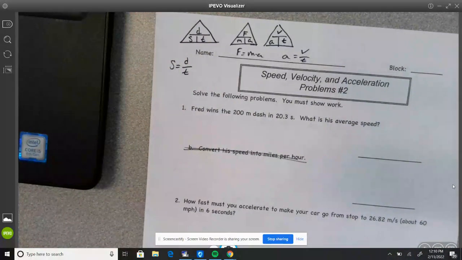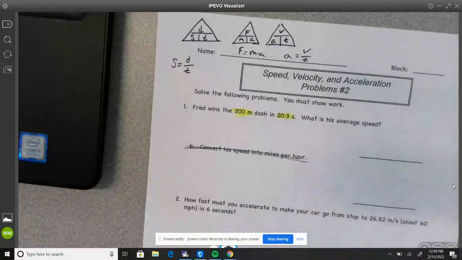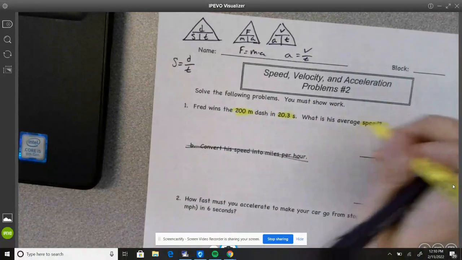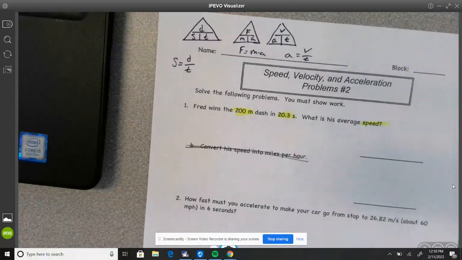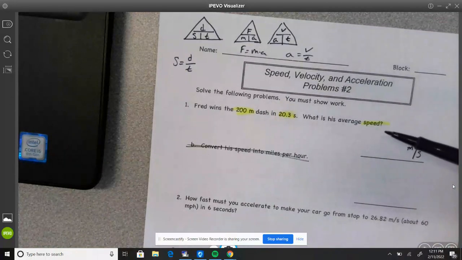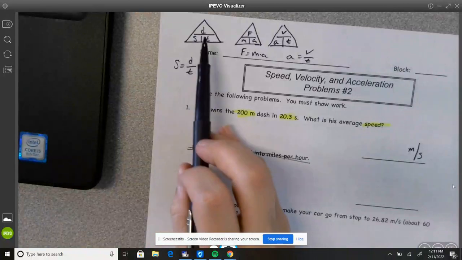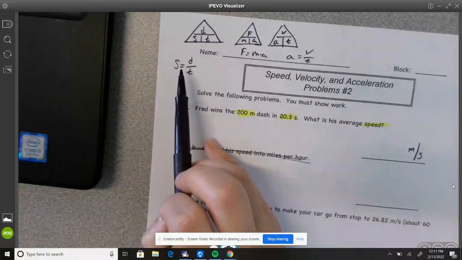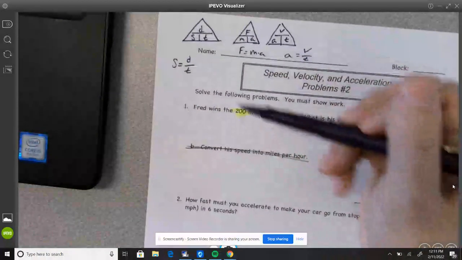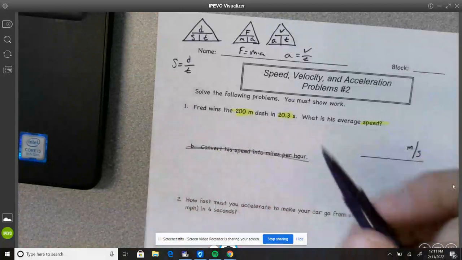It says Fred wins the 200-meter dash in 20.3 seconds. So what is the average speed? So first of all, we know we're looking for speed. Speed should be in meters per second because it's going to be in distance over time. And we're going to look at our equations. Our first equation here, speed equals distance over time. You have a distance and you have a time, so you know that this is going to be the equation you're going to use here.